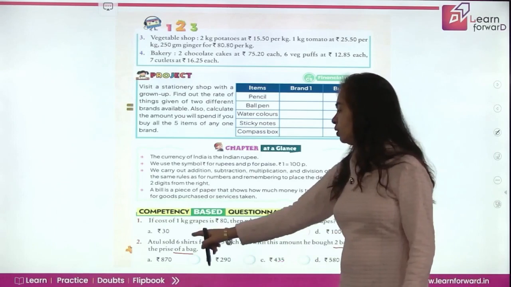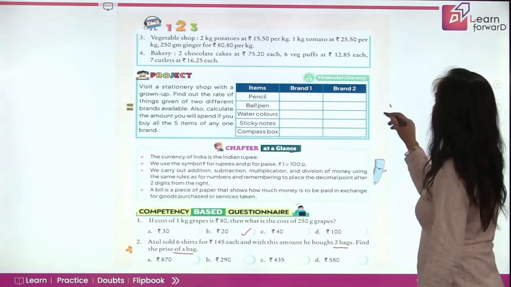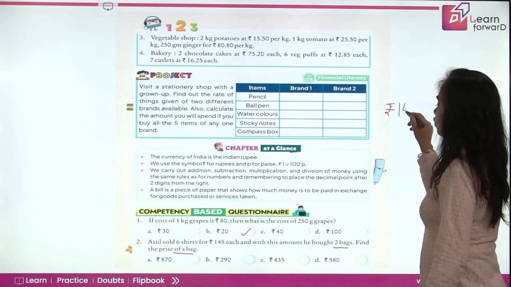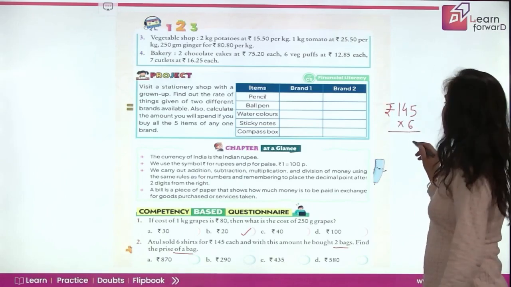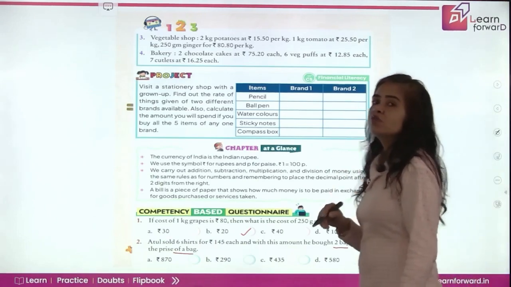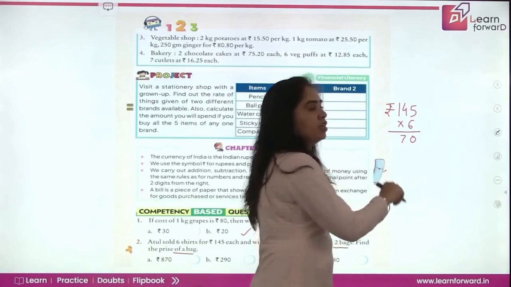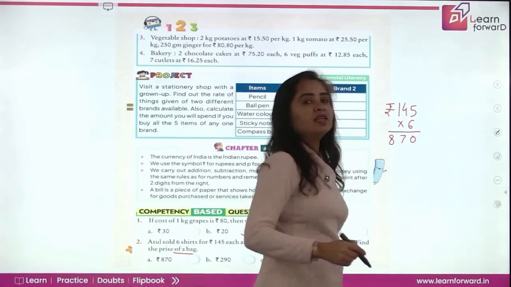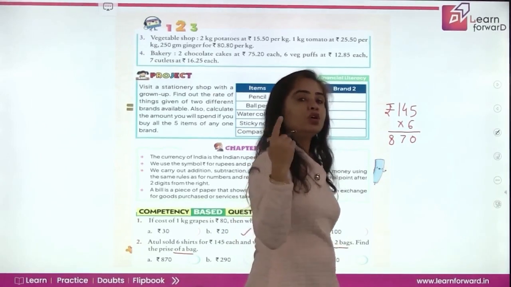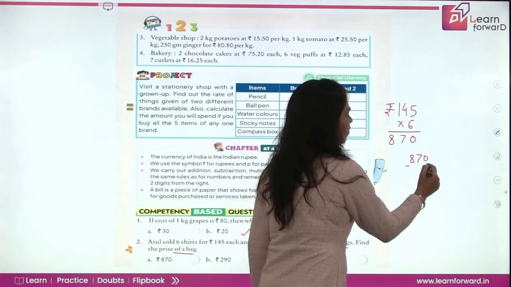Yes, the amount that he gets by selling 6 shirts. How much does he get? Good. This is rupees 145 multiplied by 6. What do we get? 6 5s are 30, carry 3, 6 4s are 24 plus 3, 27, carry 2, 6 1s are 6 and 2, 8. So 870 is the price of 2 bags. So for finding the price of 1 bag, we will divide it by 2.